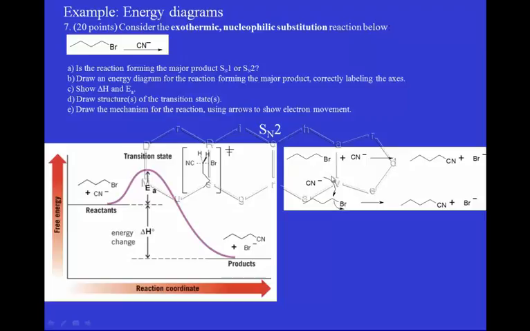Now here's what's important. The fact that the two arrows are in this diagram at the very same time means that those things are happening at the same time. So that's another way of showing that the SN2 is a one-step or a concerted process. Transition state, this here is the mechanism for the reaction, and that's part E.